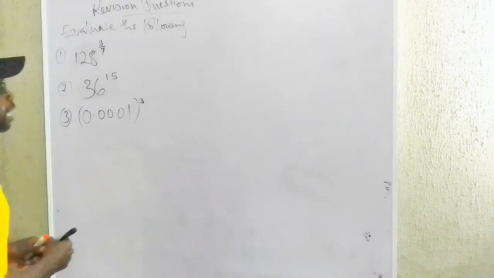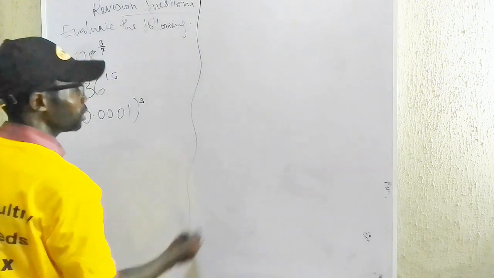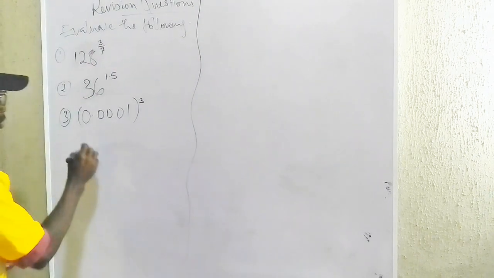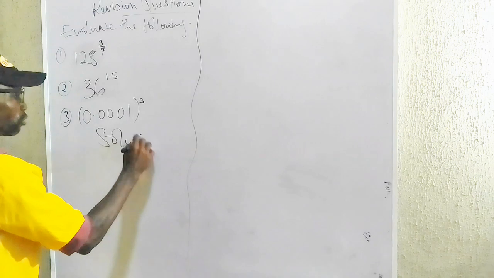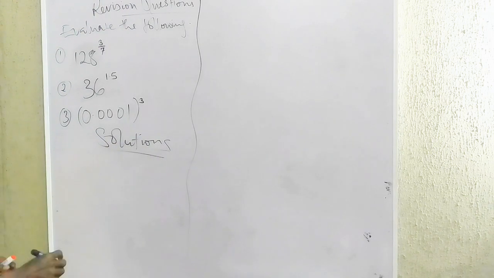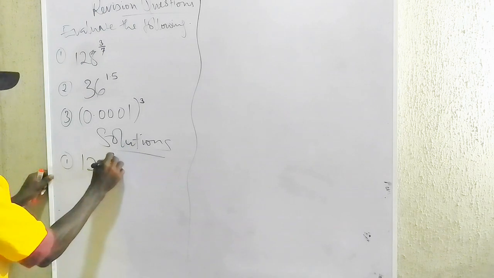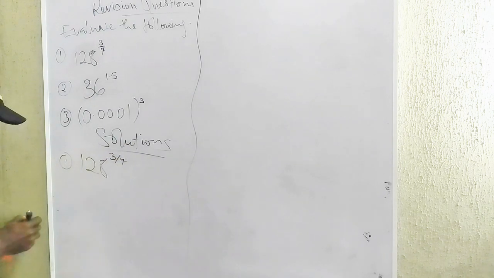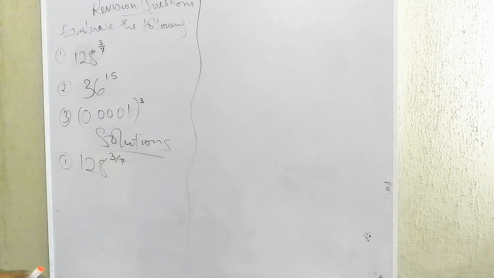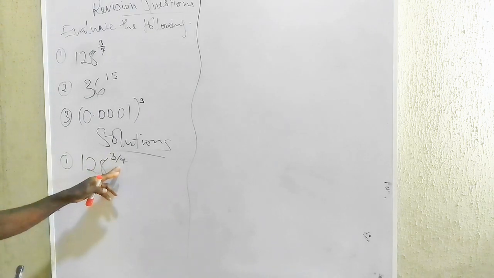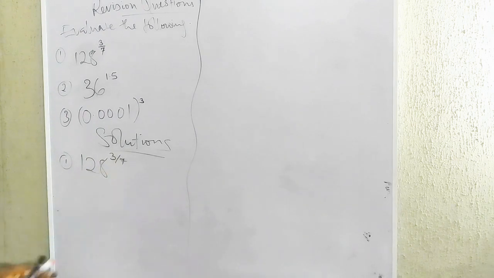Now, today we have the laws of indices already. So from this, we'll look for solutions to what we have. We have first 128 raised to the power of 3 over 7. Now, we know this is a fractional index, a fractional exponent. This number is raised to a fractional exponent. So what do we do?